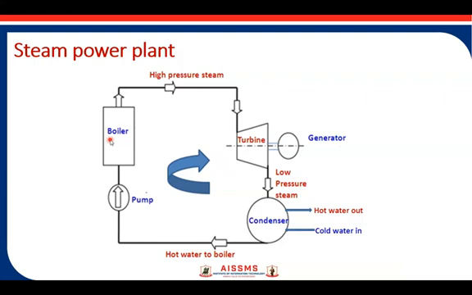Here the steam power plant converts the chemical energy of fossil fuels such as coal, gas, etc. into mechanical energy in the turbines, and that mechanical energy will be converted into electrical energy with the help of the generators. The contents of the steam power plant are the boiler, then steam turbine, generator, condenser, pump.